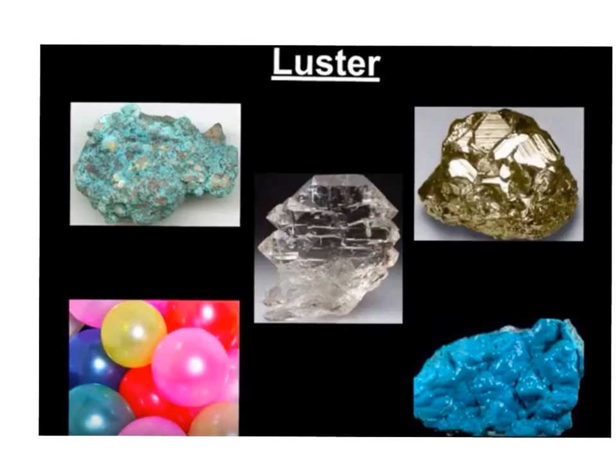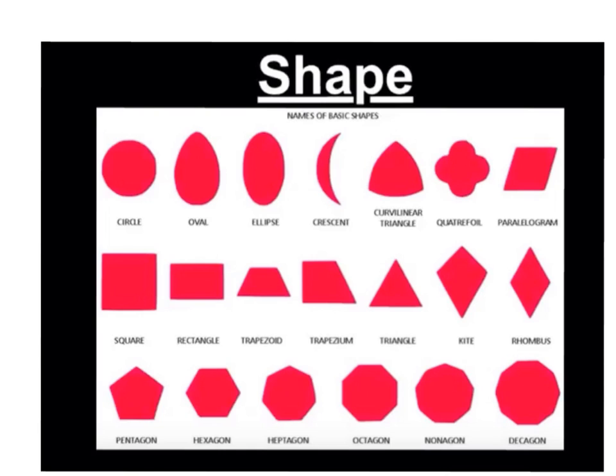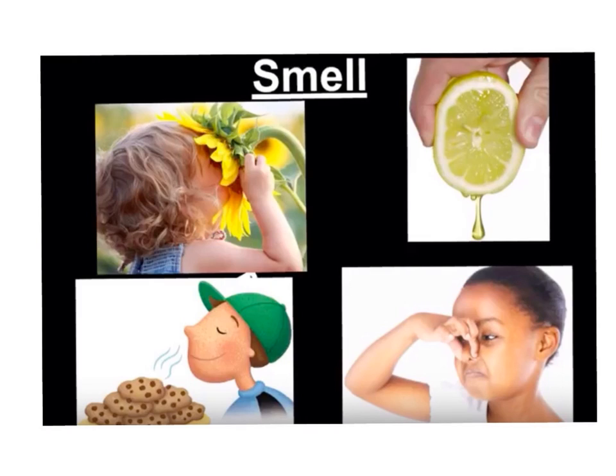Another physical property of matter could be what we call luster. So this could be non-shiny. This could be very shiny. This could be, I guess we could call it pearly. This could be maybe clear. And another shiny. So we have another one, a way we can describe all matter. We can describe shapes, and these are all different types of shapes. Smell.